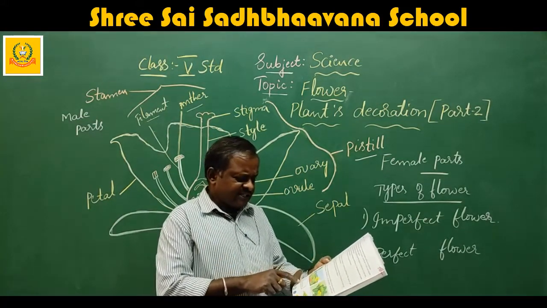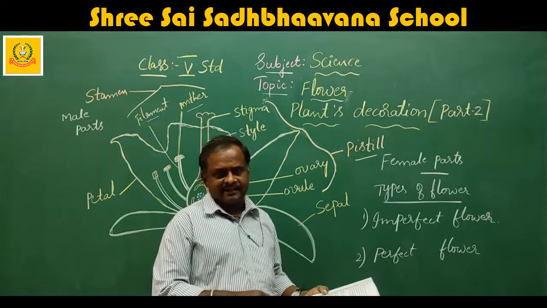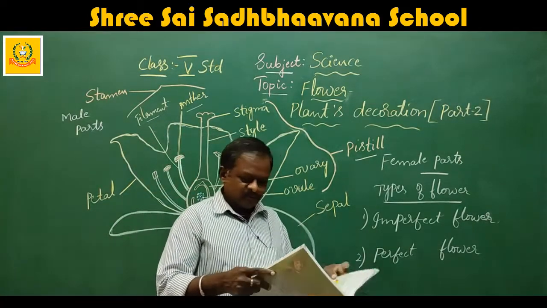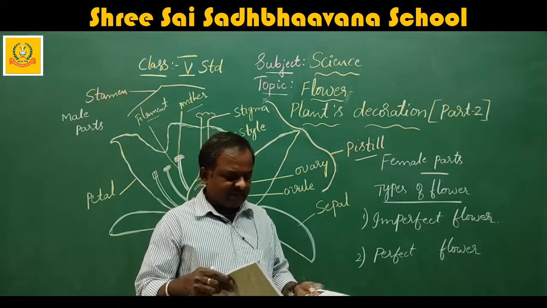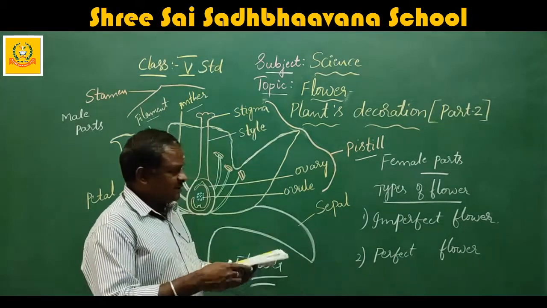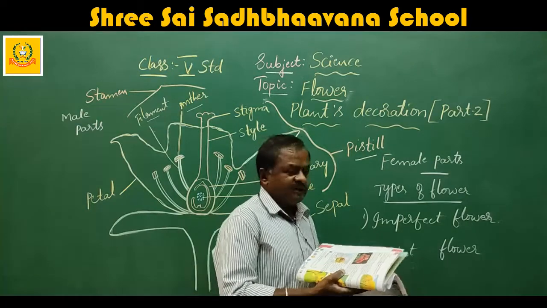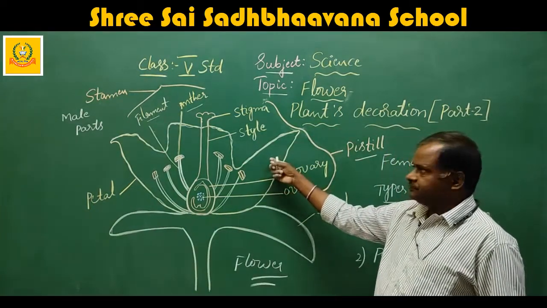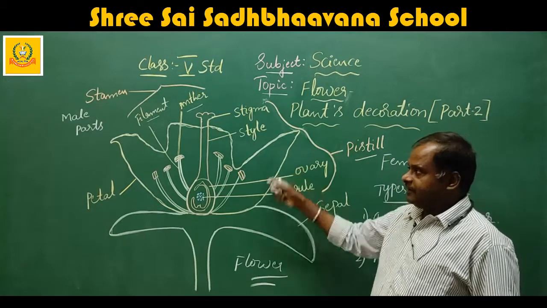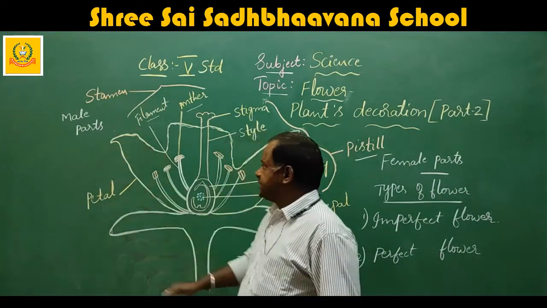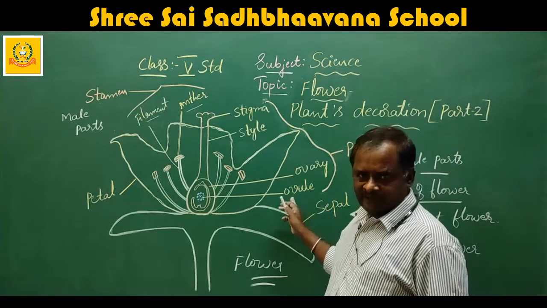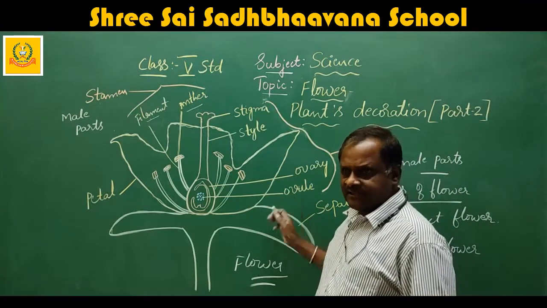Flowers produce a sweet energy drink called nectar. They have given it in the remembrance. I hope you understand what a perfect flower and an imperfect flower are. Now, what type of flower is this? This is a perfect flower because it consists of male parts as well as female parts. I hope you understand very well.